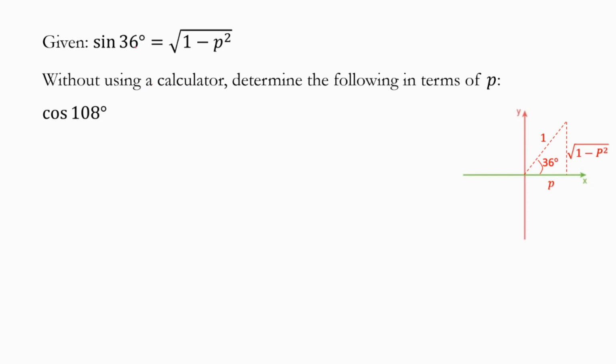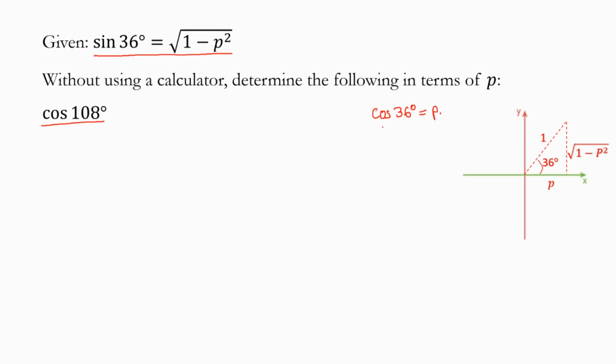Let's do question 5.3.2. Given that sine 36 degrees is equal to the square root of 1 minus p squared, without using a calculator, determine the following in terms of p. We want to find cos 108 degrees. Remember what we have here in terms of cos 36 degrees: cos 36 degrees is equal to p over 1, which is p.